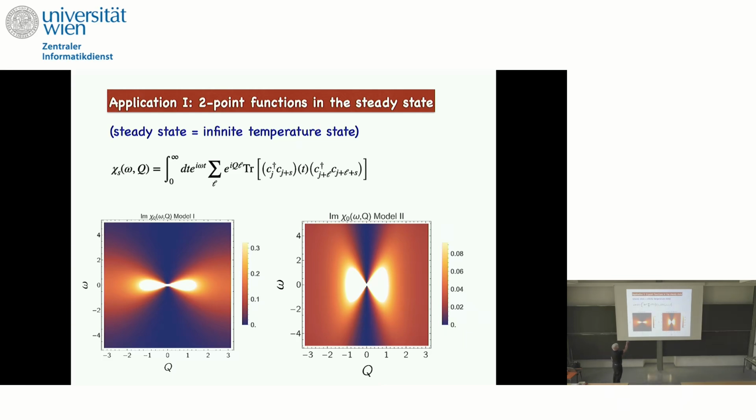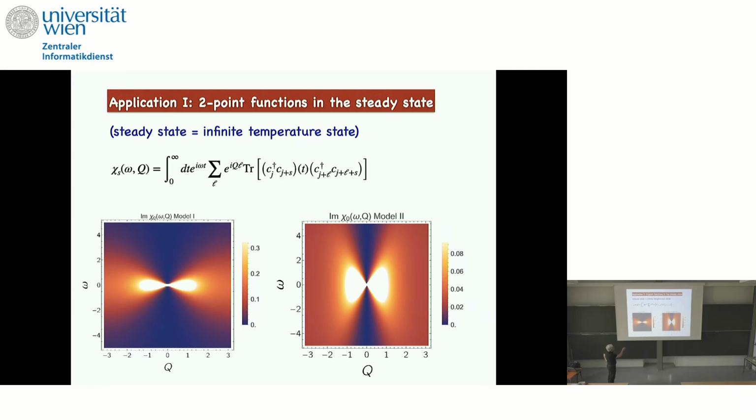So the first thing I'm going to show you is 2-point functions in the steady state. The steady state in all of these models is very simple. It's an infinite temperature steady state. And the physics is you approach this state diffusively. And this is where the hydro comes from. And what you can do is look at susceptibility, so time and space-dependent 2-point functions in this infinite temperature steady state.